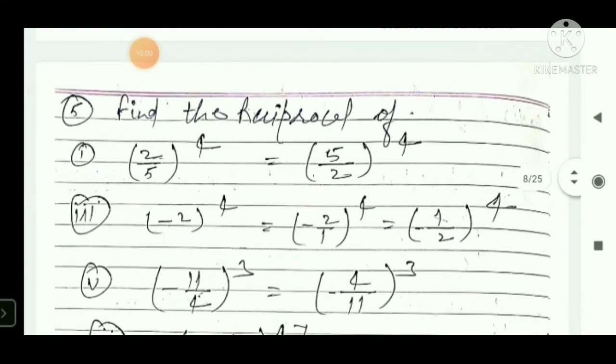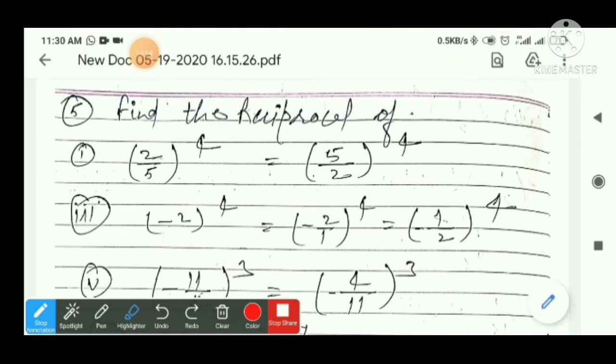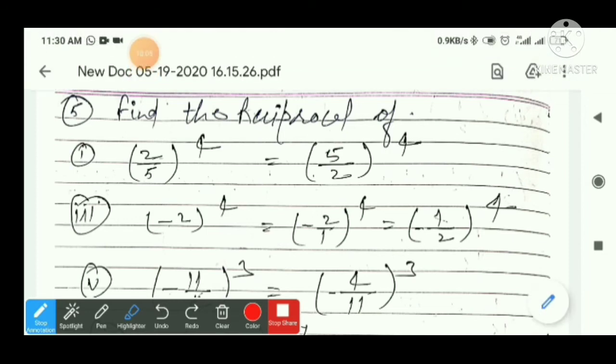Please look at the question number 5. Find the reciprocal of. Students, I have explained all identities. Which identity will you use? Find the reciprocal of the first question, 2 upon 5 raised to the power 4. So we will do here 5 upon 2 raised to the power 4. In reciprocal, what will you do? Only the numbers will change, the digits will be changed. 2 upon 5 will be 5 upon 2 raised to the power 4. Is it clear?